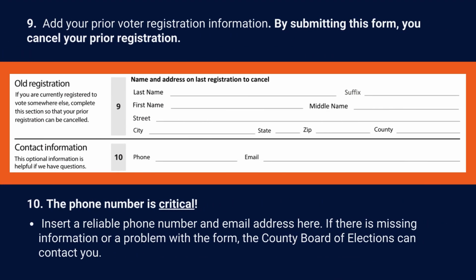If you are re-registering with a new address, you can provide your prior voter registration information. Filling out this section will cancel your previous registration. We recommend providing your phone number and email address in section 10. If there is any missing information or problems with the form, the County Board of Elections can contact you directly for a quick fix.